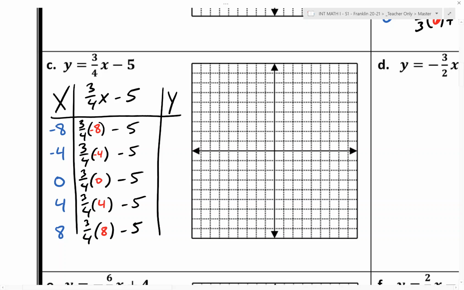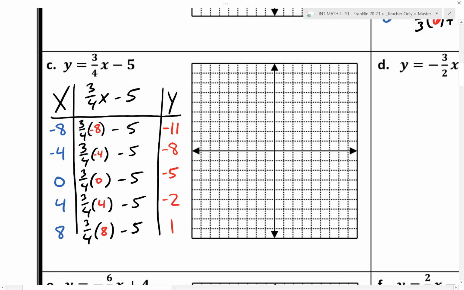So 3/4 times -8, right? We have to multiply -8 times 3 and divide by 4. Or you can divide by 4 first and then multiply by 3. Either way, we get -6. And -6 minus 5 is -11. Okay, 3/4 times -4 is going to be -3. Minus 5 is -8. 3/4 times 0 is 0. Minus 5 is -5. 3/4 times 4 is 3. Minus 5 is -2. And 3/4 times 8 is 6. Minus 5 is 1.